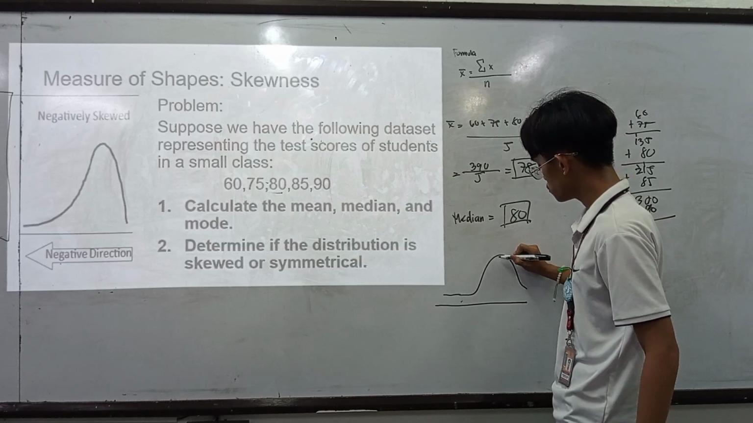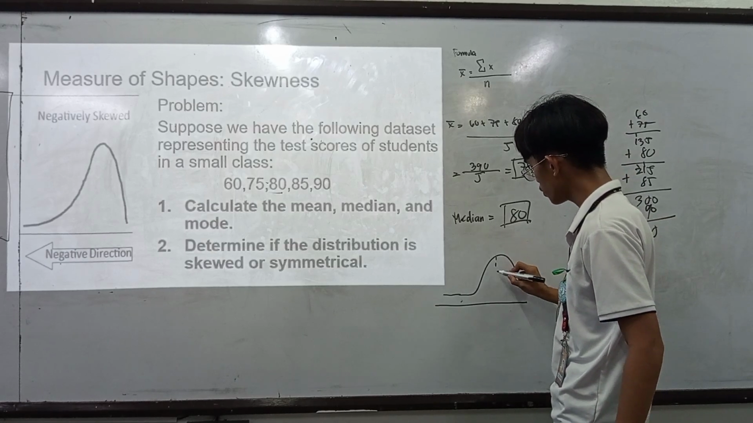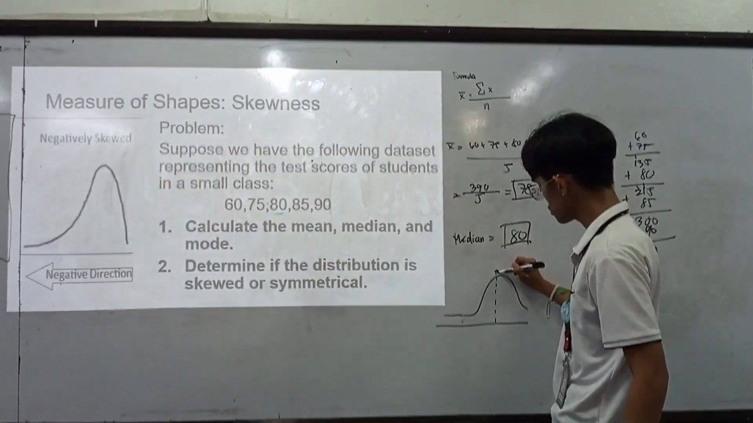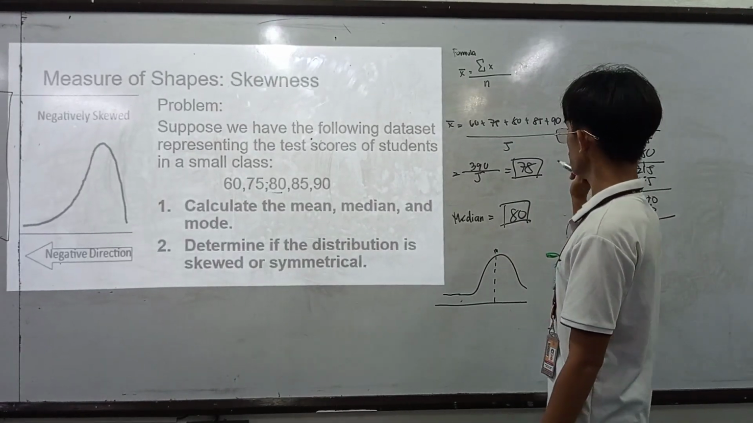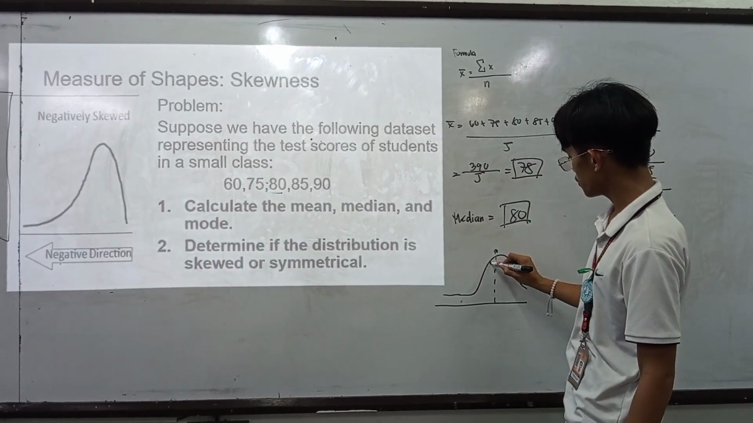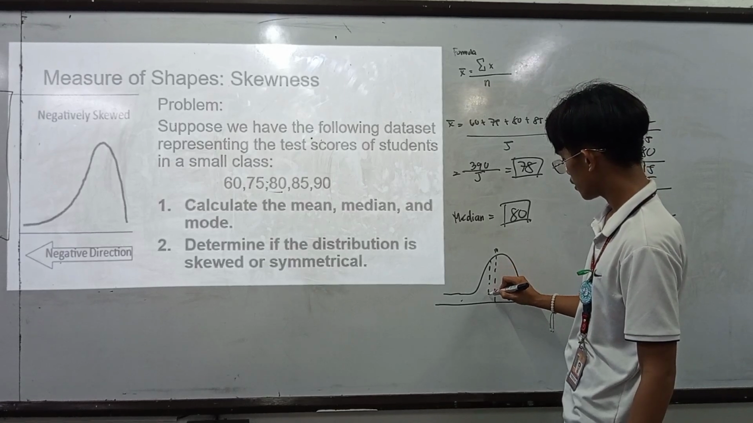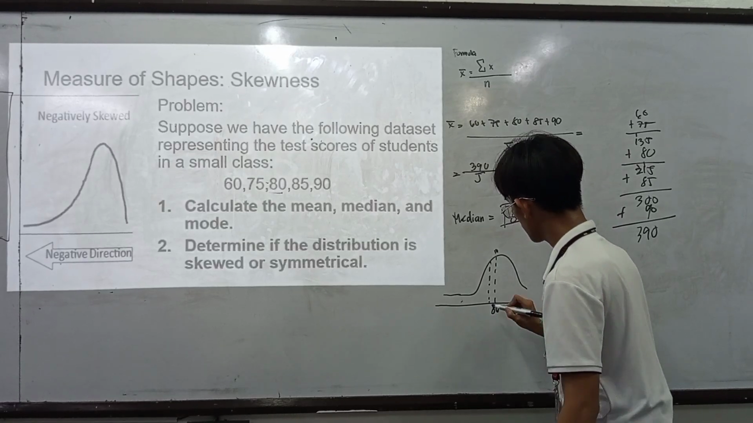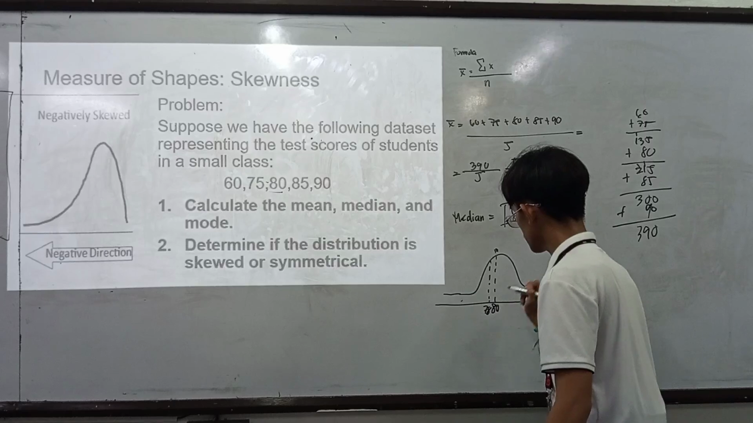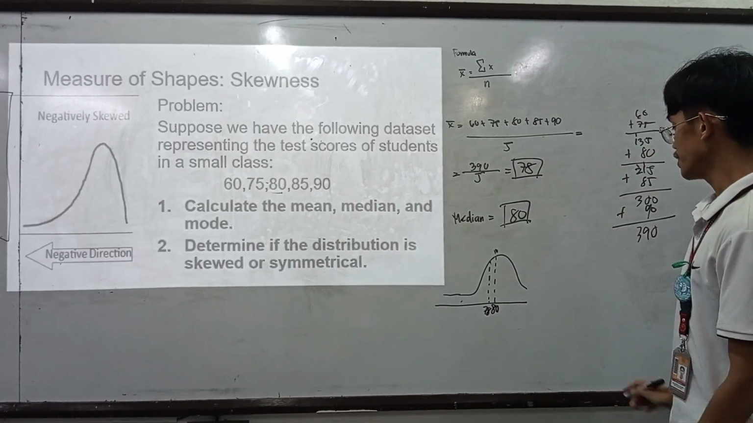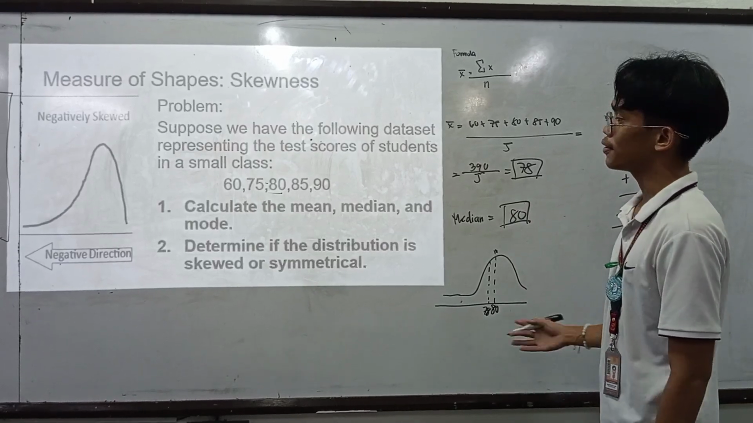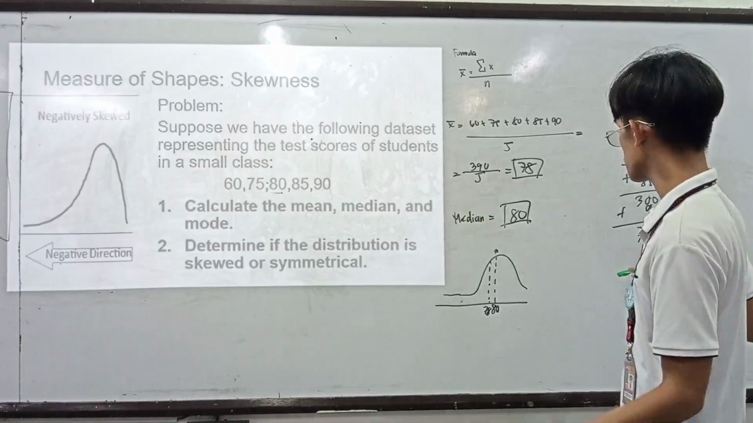Your median is somewhere here on the left. That is your median. And your mean will be here on your left as well. Let's say this is 8 and this is 7. And this is an example of the negative skew, or the left skew.